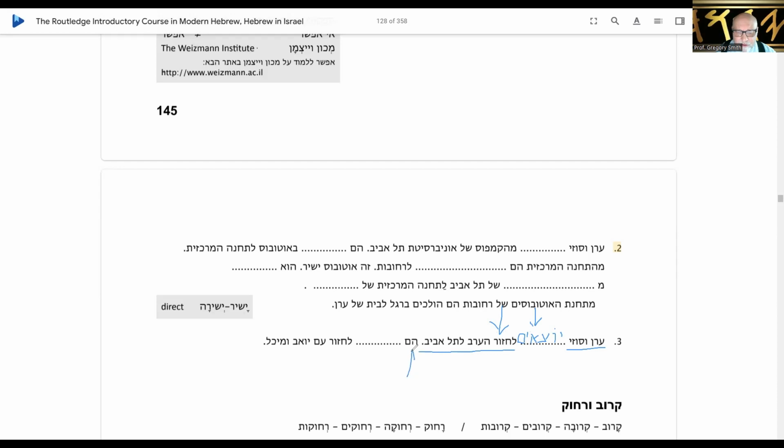Okay. Hem what, blank, lachazor im Yoav v'Mikal. Okay, so this is they are returning with Yoav and Mikal. Hem. I wonder if it's Yotzim again. Hem Yotzim lachazor im Yoav v'Mikal.